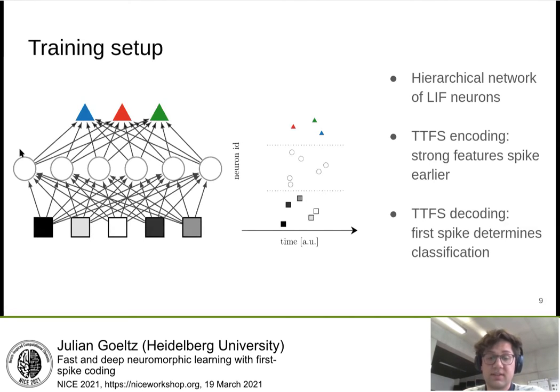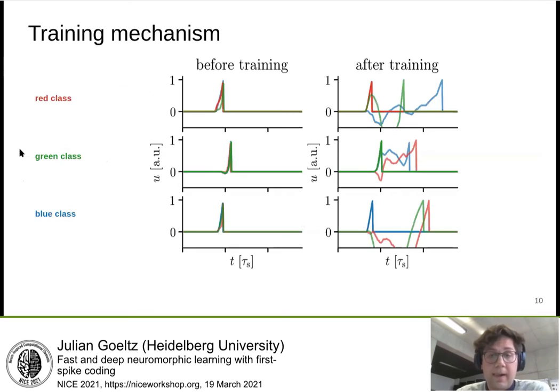So we have the saliency of a feature, so for example, the blackness of a pixel is encoded by the time of the spike. An earlier spike encodes a stronger feature. The same thing happens for the label spikes, the decoding of the label spikes. The first spike determines the classification.